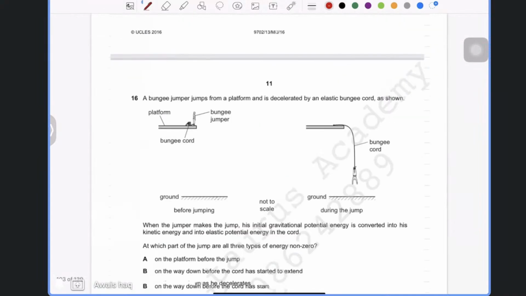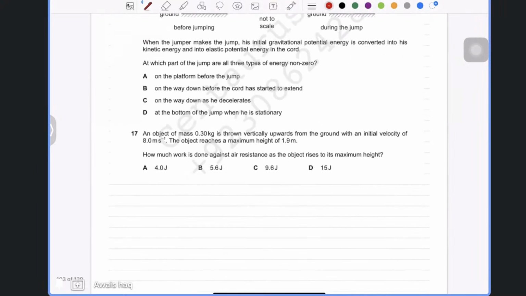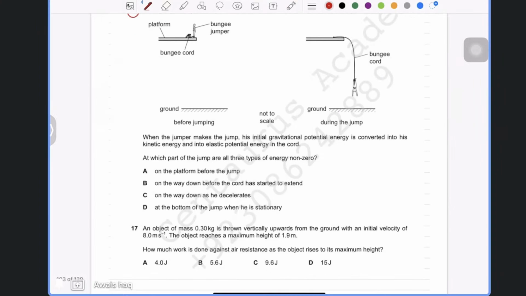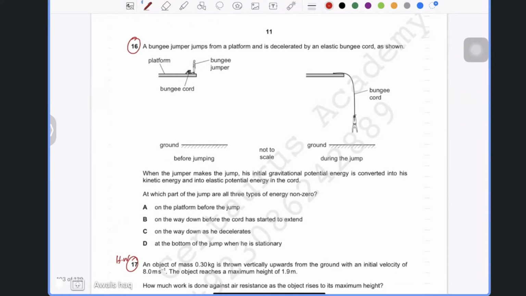So this one, well, this is an interesting question I found. I'm gonna do this, and the other one you're gonna do. So in this question, it says when the jumper makes the jump, his initial gravitational potential energy is converted into kinetic energy and into elastic potential energy. It says at which part of the jump all types of energies are non-zero.